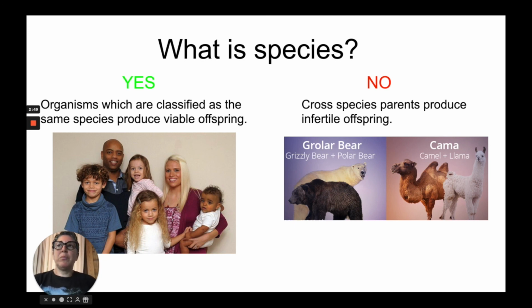If they are able to reproduce, you will find they do produce an offspring called a kama, which is infertile. You cannot take two kama and produce a kama. That is because the camel and the llama are two different species.